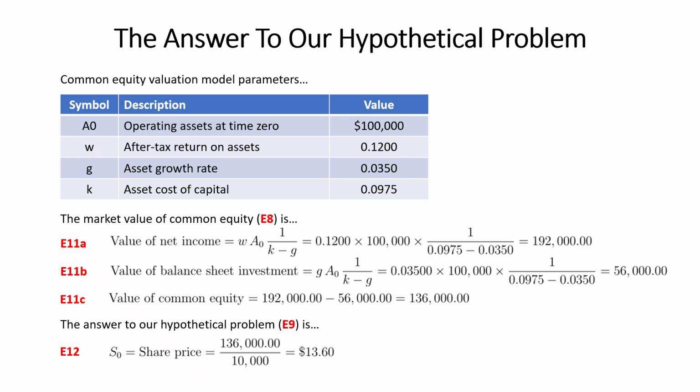So that's 11C. It says the value of common equity equals the value of net income minus the value of the balance sheet investment. So that's 192,000 minus 56,000, or 136,000. That 136,000 is the value of common equity. And so in order to get it on a per share basis, I take the total value of common stock, which is $136,000, and I divide it by 10,000 shares. So my per share value today is $13.60.